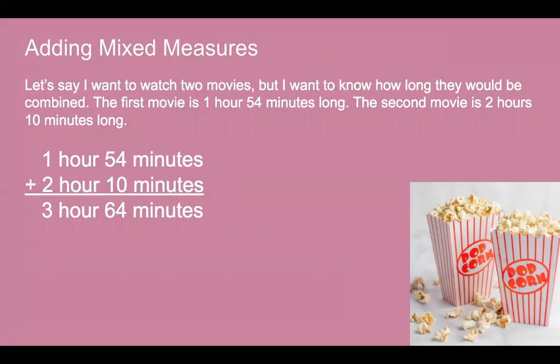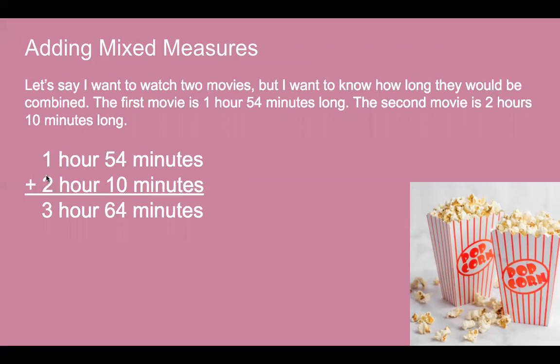In this case, let's say I want to watch 2 movies, but I want to know how long they would be combined. The first movie is 1 hour and 54 minutes long, and the second movie is 2 hours and 10 minutes long. In order to find the combined time of both movies, I have to add them. I start in my bigger unit of time, because you know an hour is a bigger unit than minutes.